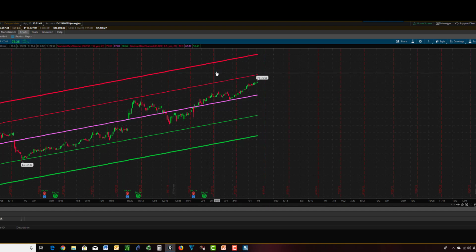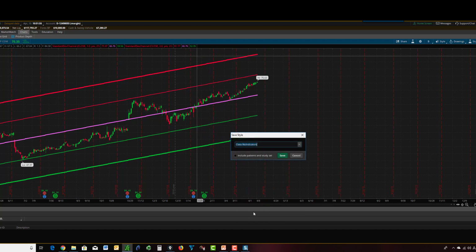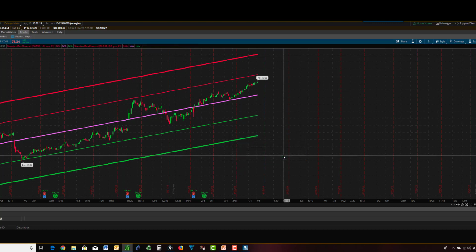So now I'm going to save this whole setup, so I don't have to do this again and again. I say style, I say save style, and here I put down, for example, let's call it class. You can give any name you like, and I call it standard deviations. And then here you need to say include patterns and study set. Now we have it.